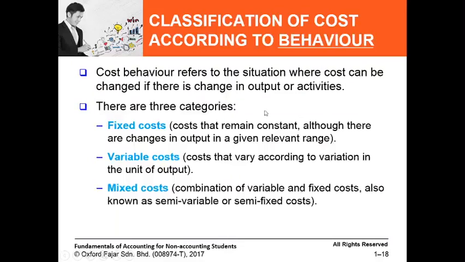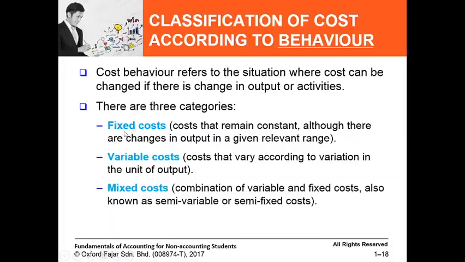Okay, so the second one is to classify costs according to its behavior. There are three categories. Cost behavior refers to the situation where costs can be changed if there is a change in output or activities. So it means cost behavior reflects a situation where costs can either increase, remain the same, or decrease if there is a change, whether it is increasing, maintaining the same, or decreasing, in output or activities. Okay, so we'll look into that later on.